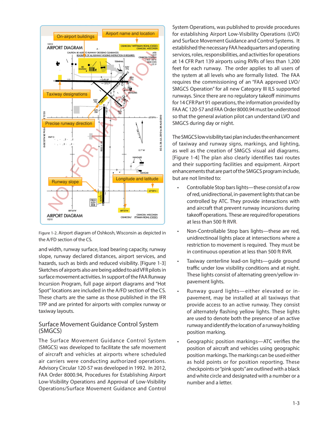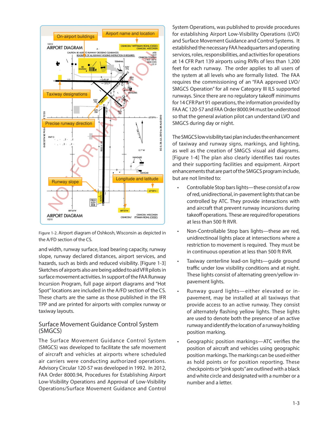Taxiway centerline lead-on lights guide ground traffic under low visibility conditions and at night. These lights consist of alternating green and yellow in-pavement lights. Runway guard lights, either elevated or in-pavement, may be installed at all taxiways that provide access to an active runway. They consist of alternately flashing yellow lights. These lights are used to denote both the presence of an active runway and identify the location of a runway holding position marking.